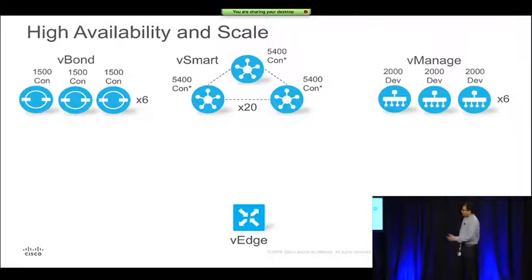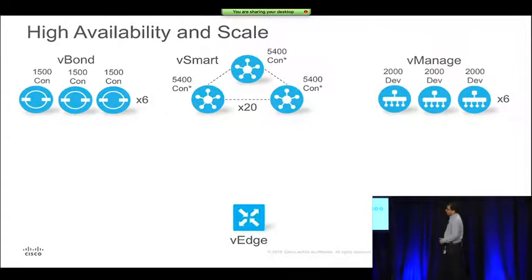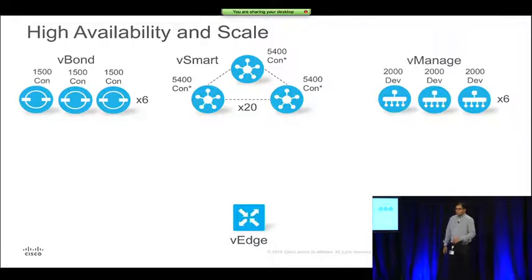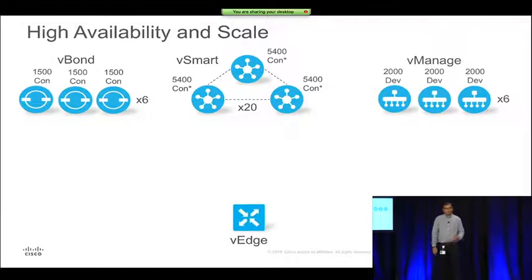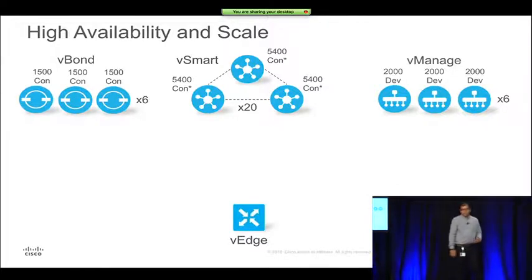If you have 3, it can go to 4,500. And then we have tested with 6 vBonds in our environment. But again, it's just the testing numbers. Everything is horizontally scalable, and you can add more and more. From a vSmart perspective, each vSmart will take care of up to 54 connections per vSmart. So if you have 3, you can do 5,400 into 3. And again, horizontal design works in that manner too, so you can add more in order to terminate more connections.